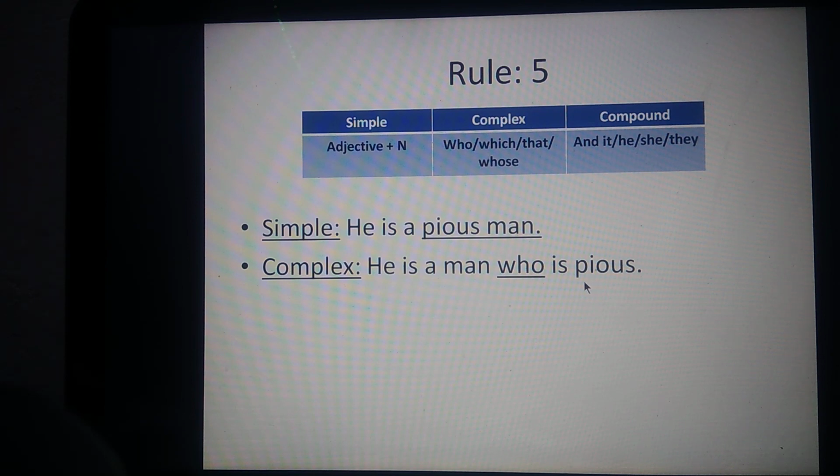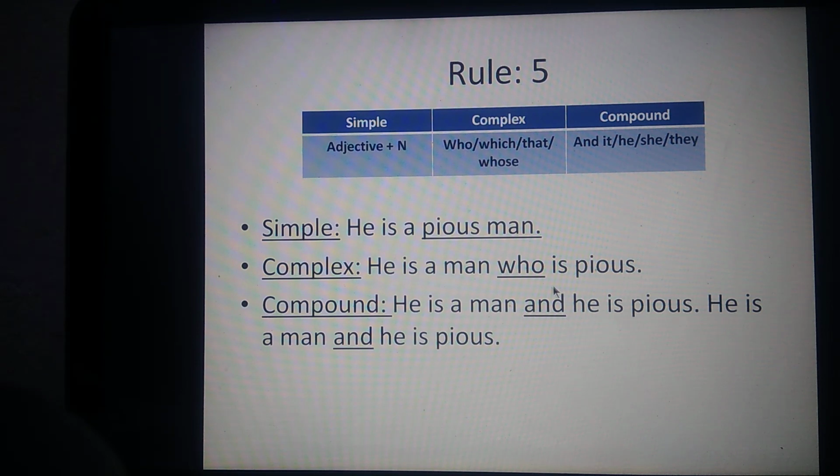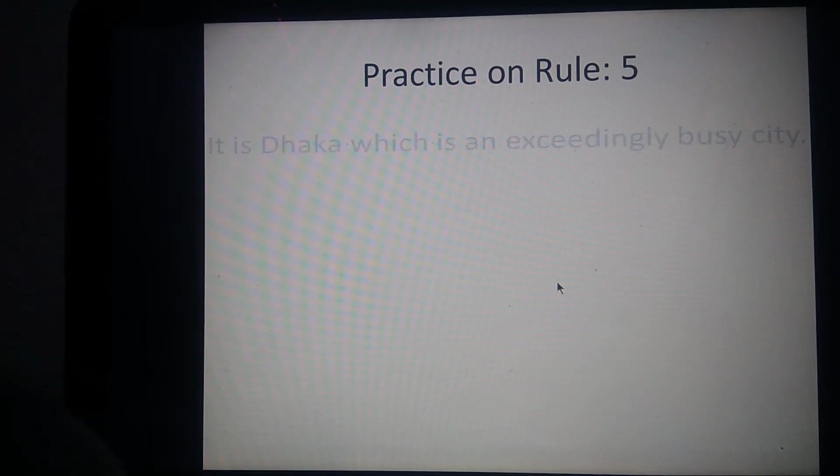To make this sentence compound, we need to drop out the word who and use "and," then the subject. So in this case, the word man is related to human. We are using the subject he. So he is a man and he is pious. So this would be the compound one. This is rule 5.